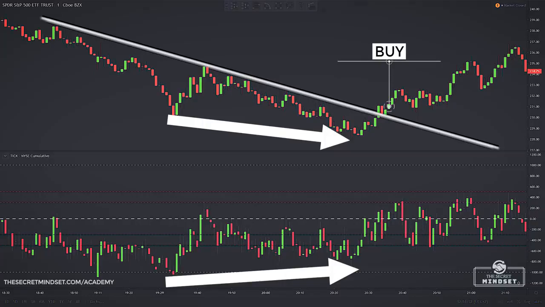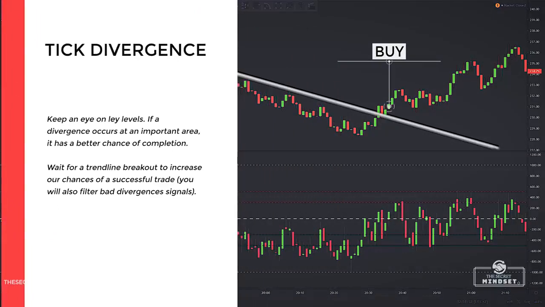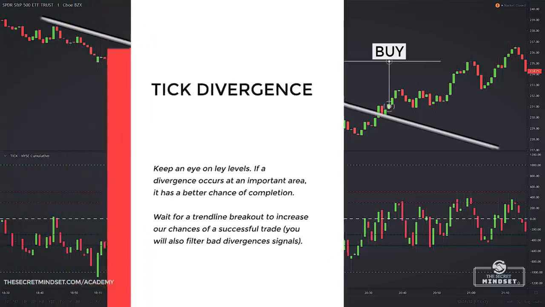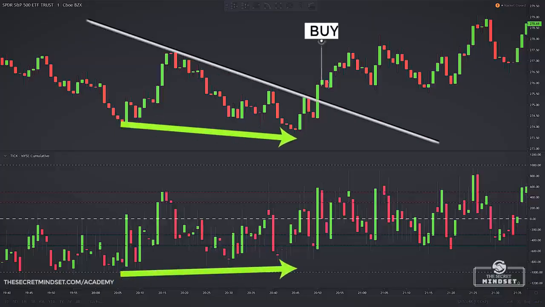As always, keep an eye on key levels. If a divergence occurs at an important point, it has a better chance of completion. Also, wait for a trendline breakout to increase your chances of a successful trade. This way, you also filter some bad divergence signals. Here are some valid tick divergence trades.